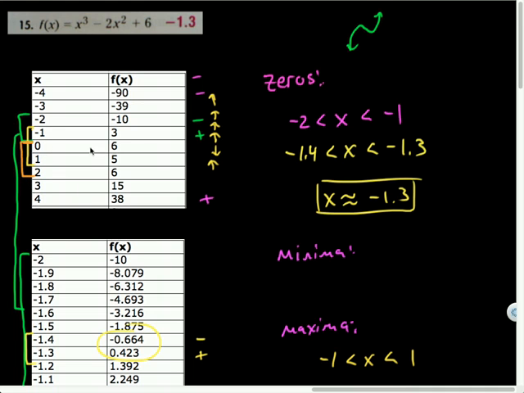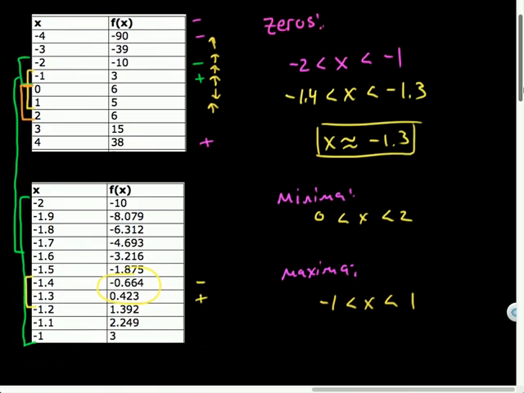That means between 0 and 2, right? It went from 6 down to 5 up to 6. That must have been my minimum. Why do I know that that's a minimum? Because it decreased and then increased, right? Going down and then up, that's a valley. Going up and then down, that's a mountain. So between 0 is less than x is less than 2 is where my minimum occurs.